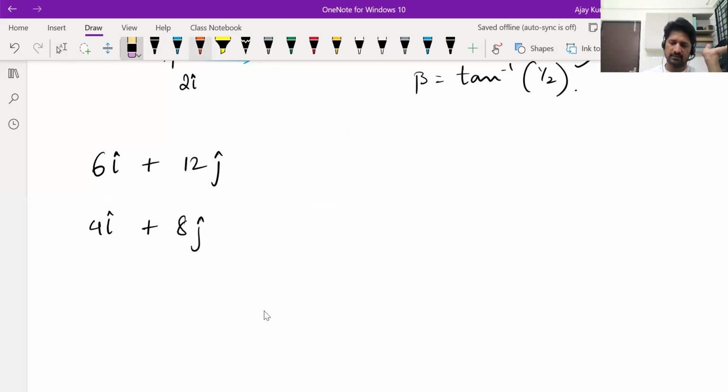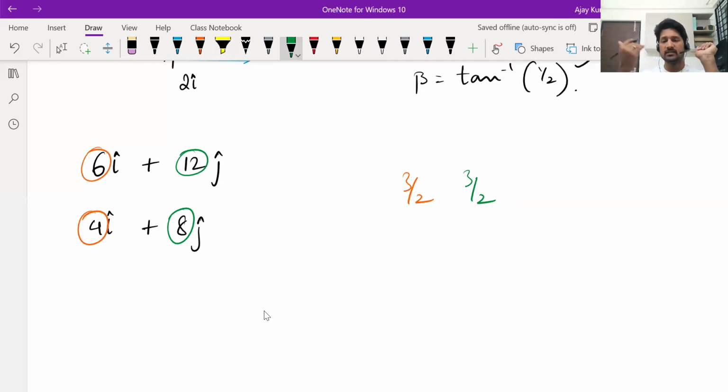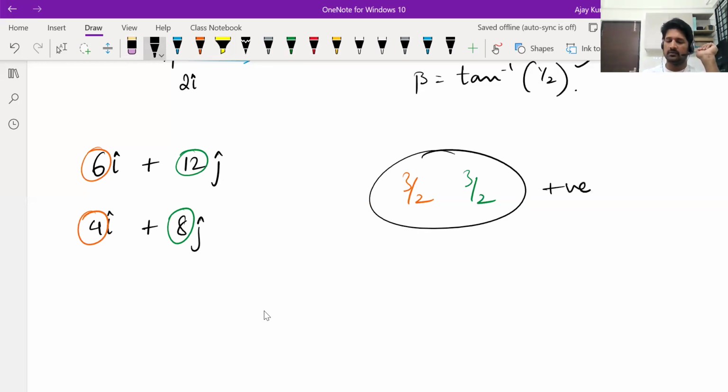Or as I said, there's another thing you can do. Divide the x components: 6/4 is 3/2. Next, divide the y components: 12/8 is also 3/2. That means the ratio of x components is the same as the ratio of y components, and the ratios are positive. So if the ratio of x components equals the ratio of y components and that ratio is positive, they are parallel vectors. They point in the same direction.